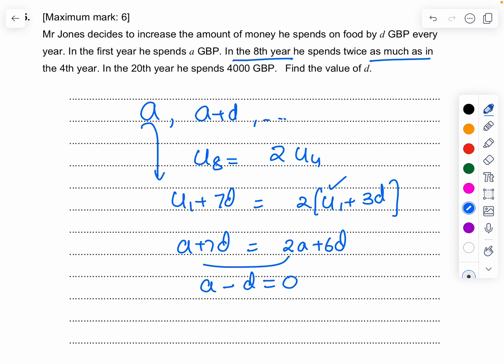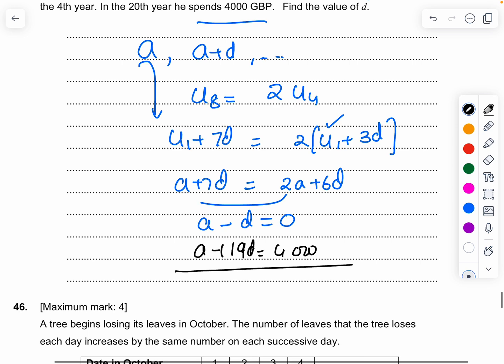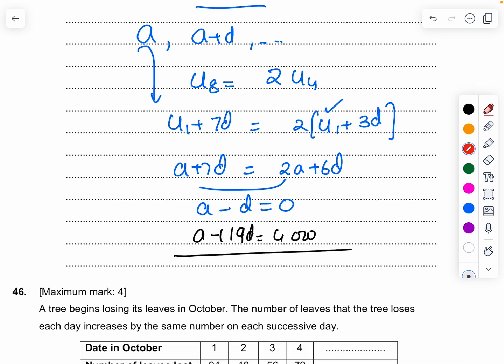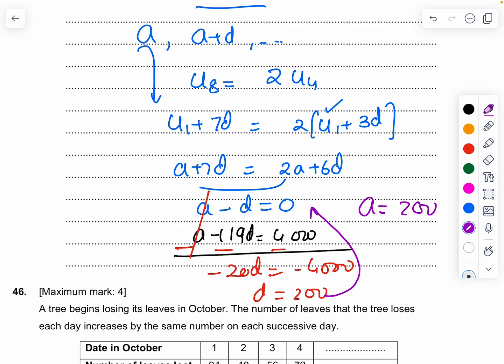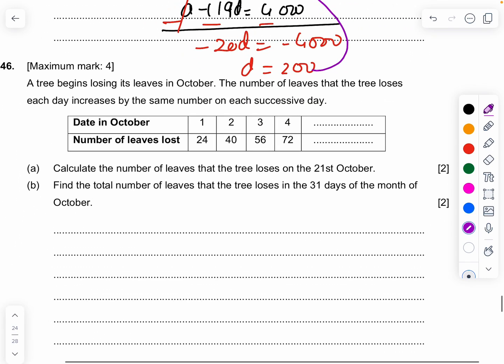In the 20th year, he spends 4,000. So U1 plus 19D equals 4,000. U1 is A itself only. So, subtract: A cancels, minus 20D equals minus 4,000. So D equals nothing but how much? 200. And we know that A minus D equals 0. So A is also equal to 200. That's going to be the answer.